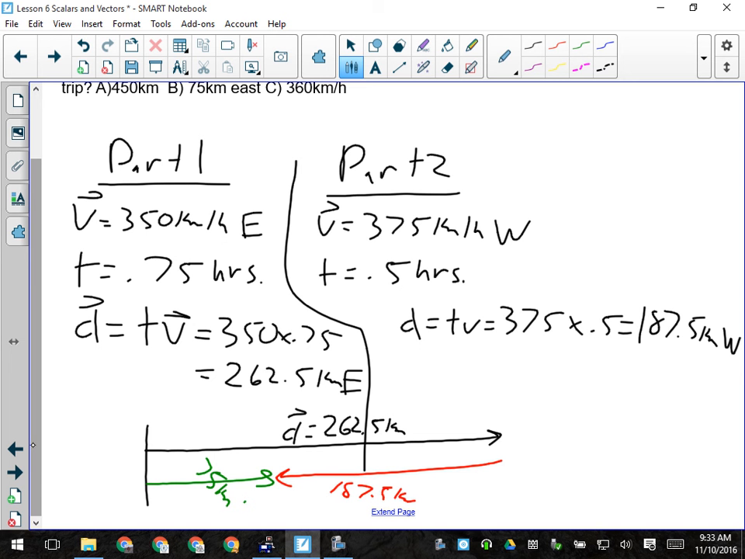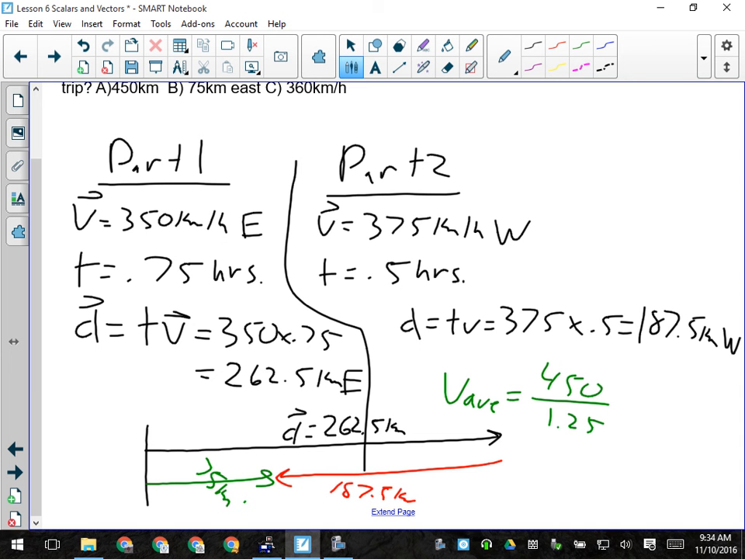Now, average speed. Which do I use? The 75 or the 450? The 450. I've got to use total distance divided by total time. I haven't calculated total time yet, but it's not hard. It's 1 1/4 hours, because 3/4 plus a half is 1 1/4. So I can do my total distance over total time: 450 divided by 1.25, and that should give me my 360 kilometers per hour. No direction on that because it's speed.